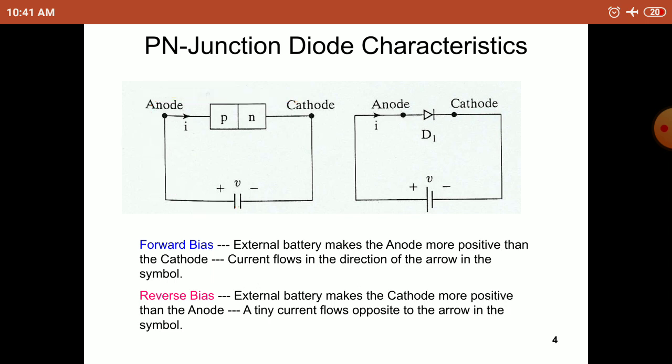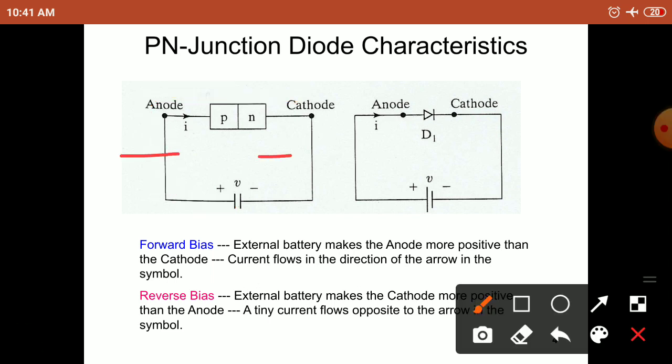If the polarity of the anode is less than the polarity of the cathode, then it is reverse biased and open circuited. The circuit is not closed, that is why no current is flowing. Such a region is called the reverse biased region.